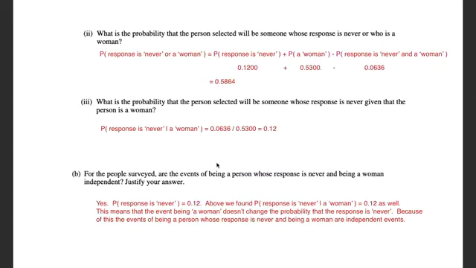But notice above, we found that the probability the response is never, given that the randomly selected person is a woman, is 0.12 as well. Well, this means that the event being a woman, it doesn't change the probability that the response is never. Because of this, the events of being a person whose response is never and being a woman, those events are independent. Being a woman has no impact on the likelihood. It doesn't change the likelihood of a never response.